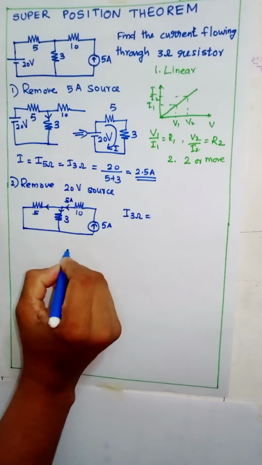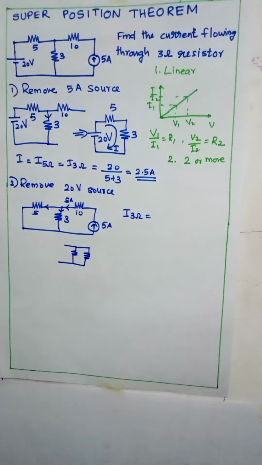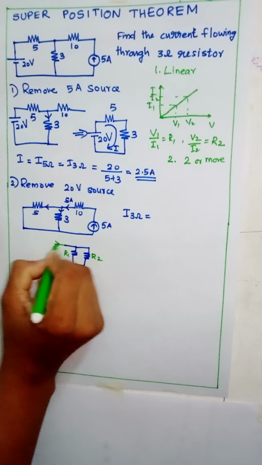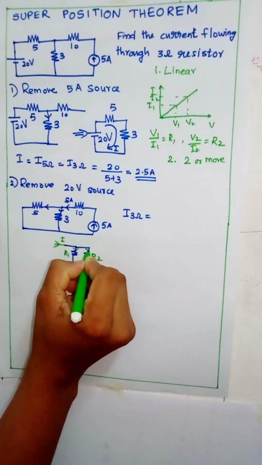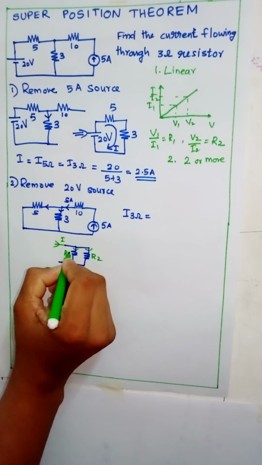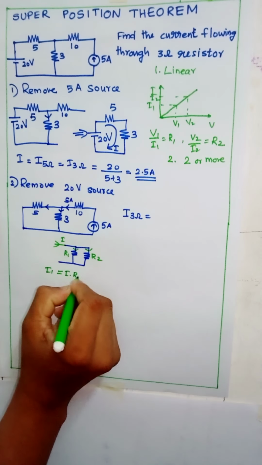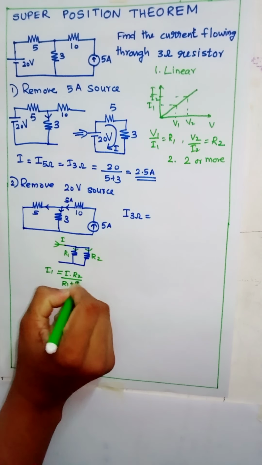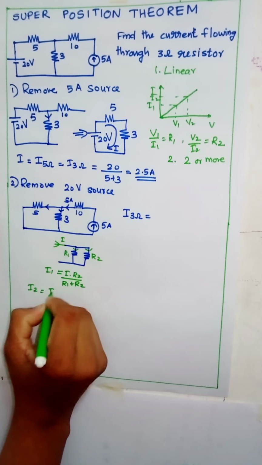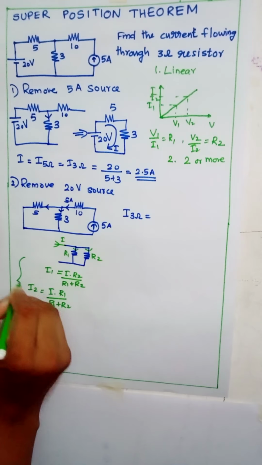What is current divider rule? If we have two resistors in a circuit, R1 and R2, this is our total current, this is I1, here it is I2. The current flowing through R1 is equal to total current into resistance of the next branch divided by total resistance. And for finding the current I2, the equation is total current into resistance of the next branch divided by total resistance. This is current divider rule.